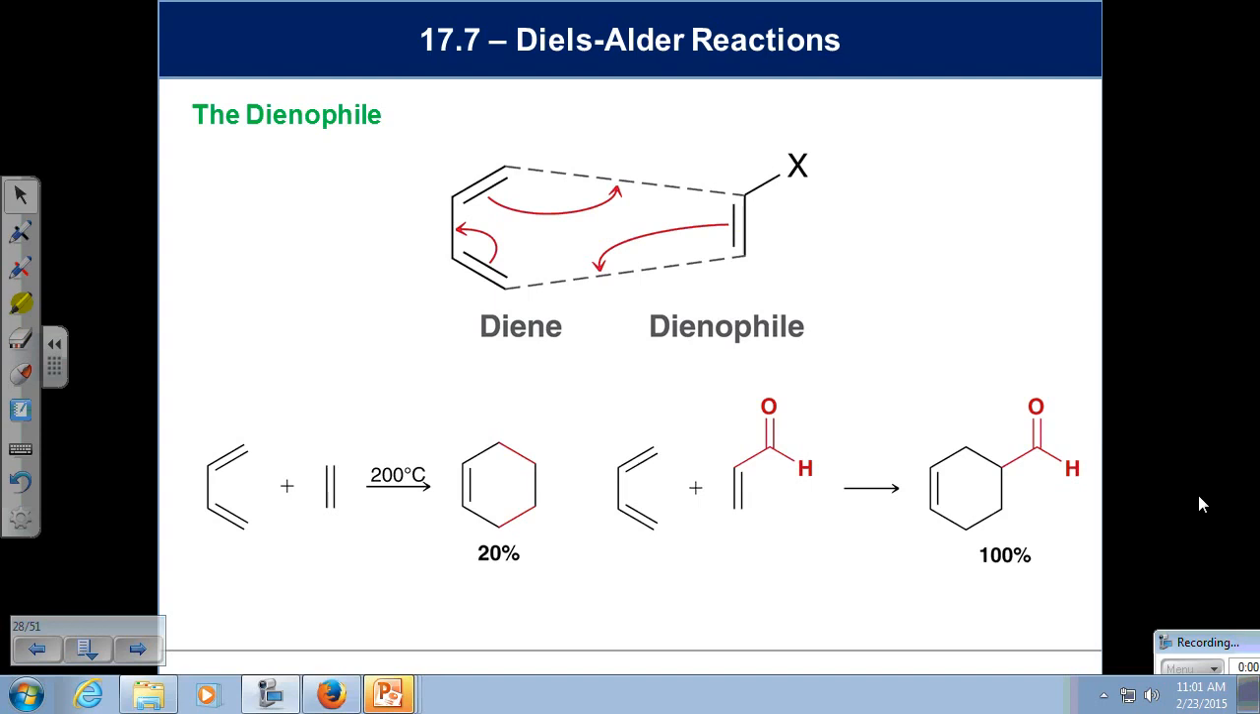On the bottom, you can see here that activating the system with an electron withdrawing group makes a big difference. On the left, you have very high temperatures and you get a low yield. On the right, you get a very high yield at room temperature or around there. And that's because of the fact that, as I'll show you in a second, the bonds or the orbitals involved in the interactions make these molecules come closer together when you put the electron withdrawing group on there.